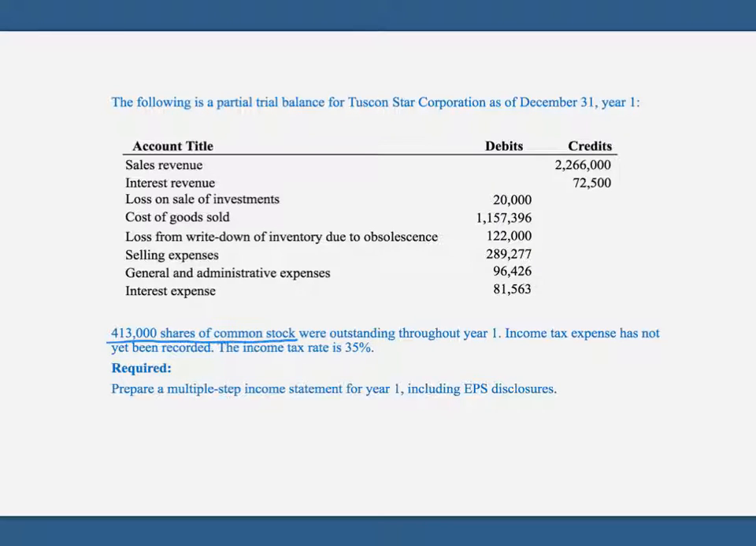And then we're also told income tax expense has not yet been recorded. The income tax rate is 35%. I would write that down as well, because we will use that later to solve for the income tax expense. Our directions tell us to prepare a multi-step income statement for year 1, including earnings per share disclosures. Multi-step income statement tells us we're going to have an operating section and a non-operating section, so it's going to be more detailed than a single step income statement.